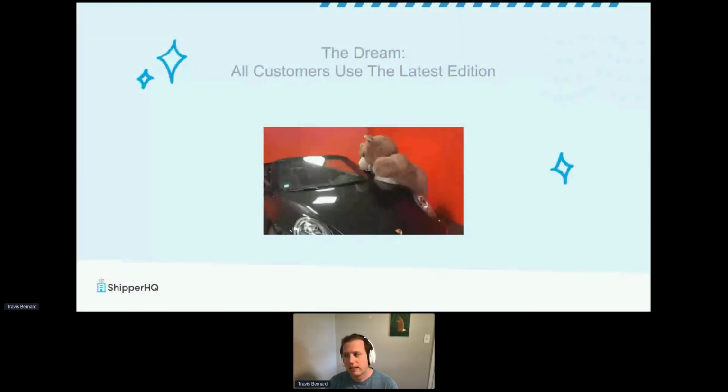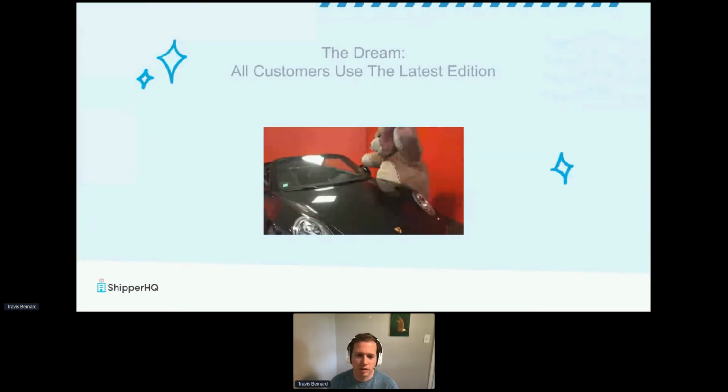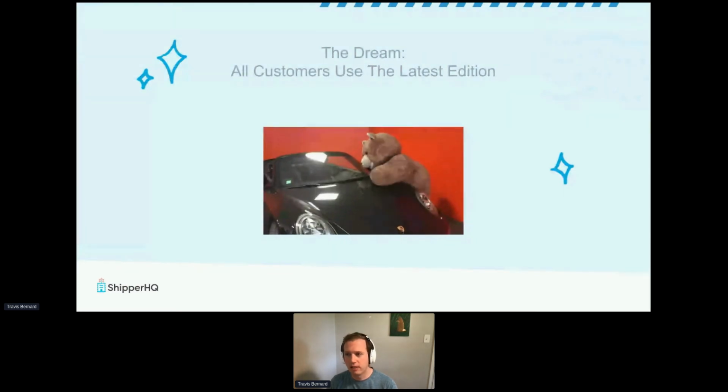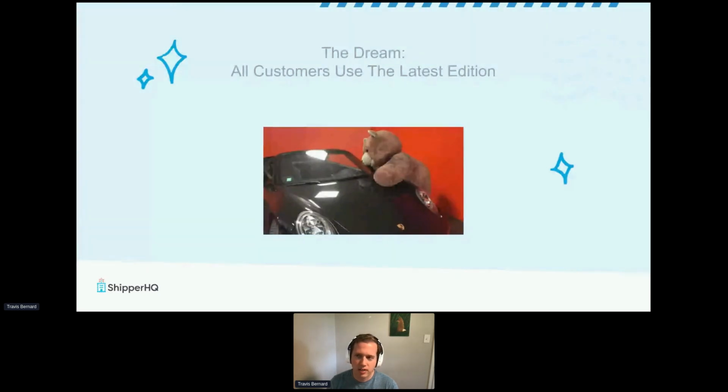The next thing that's kind of a dream: we would all love every merchant to stay on the latest edition of Magento at all times, right? It's faster, it's better, it's more secure, it's easier to work with. The Adobe team moves mountains every release to make sure that we have a better DX than we did on the last release. And so we all want our merchants to stay up to date all the time.